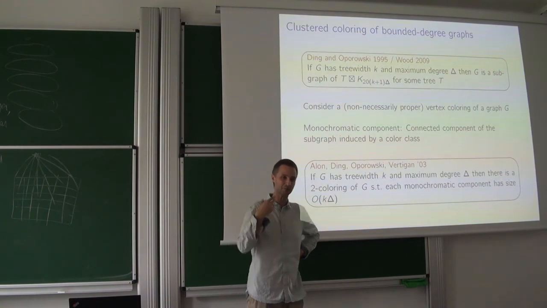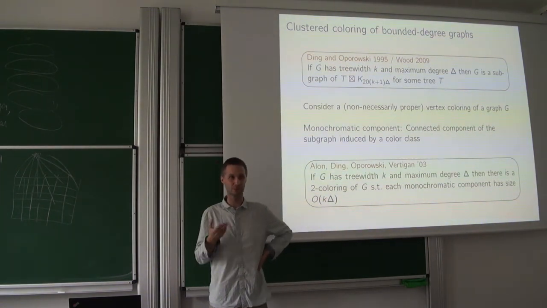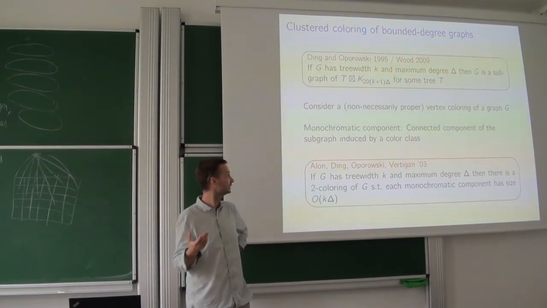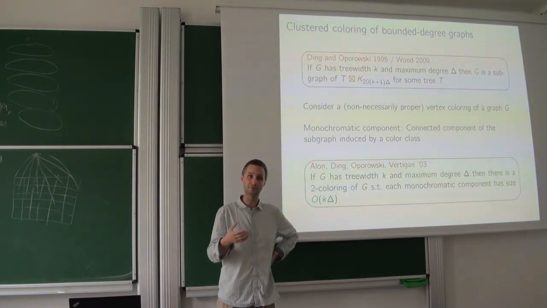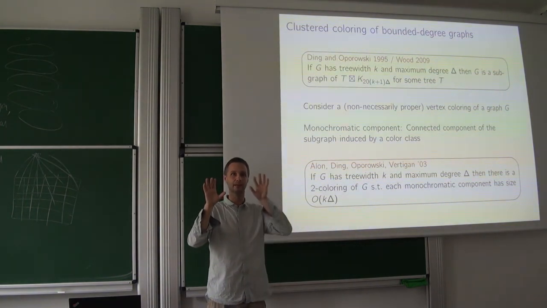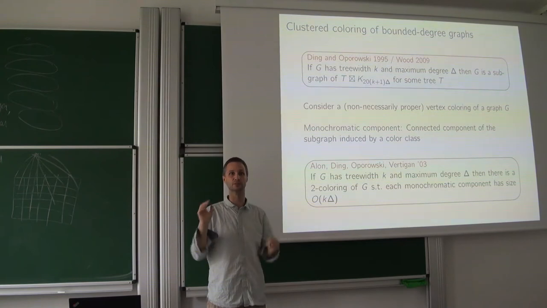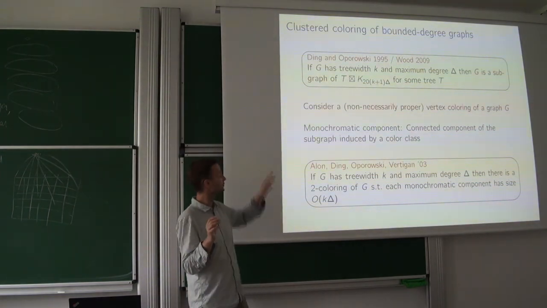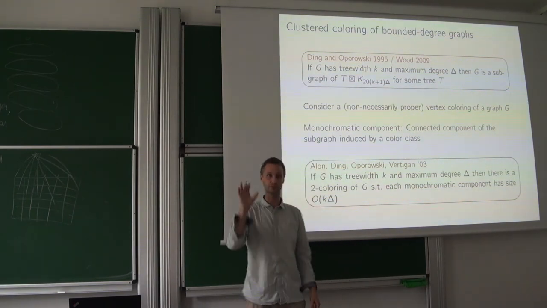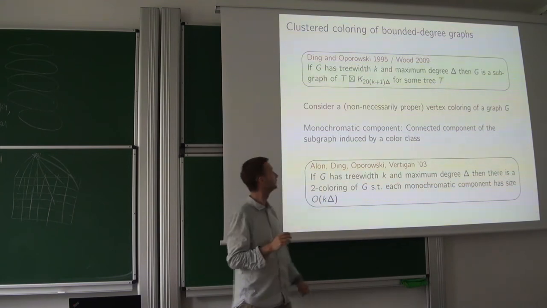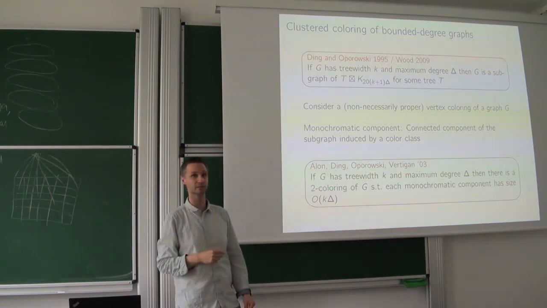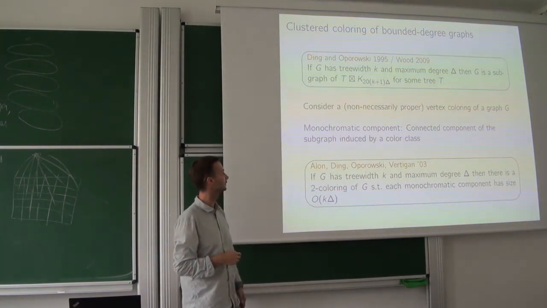Well, I'm not going to give you the original definition of tree partition width, because now that we are familiar with strong products, this is exactly the same thing as saying that if you have bounded tree width, then your graph is a subgraph of the strong product of a tree and a clique, where the clique has size big O of delta. More precisely, if you have tree width k and maximum degree delta, then your graph is a subgraph of the strong product of a tree and a clique of size roughly at most 20k delta. So in the original paper, the constant was a bit bigger, and then Wood improved the constant to 20.